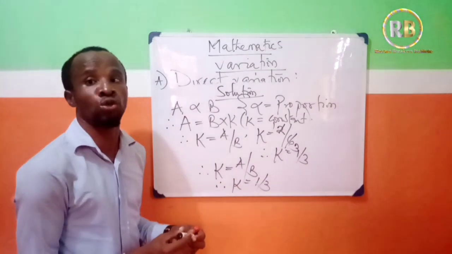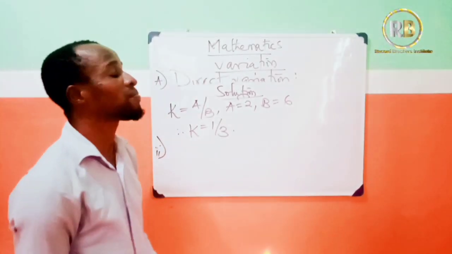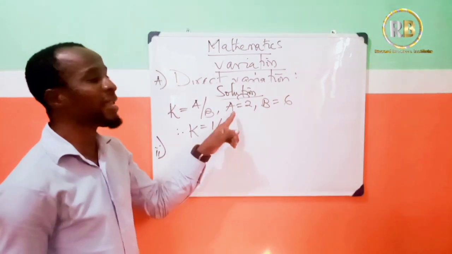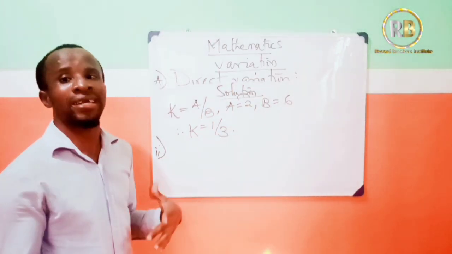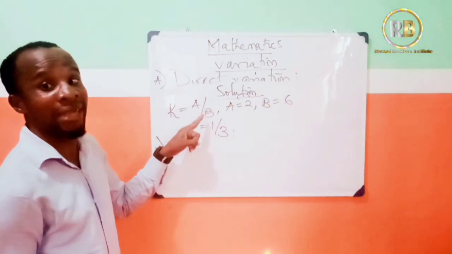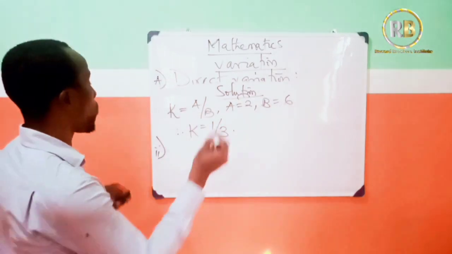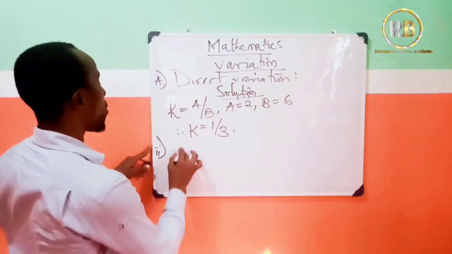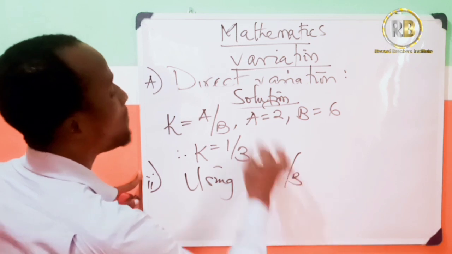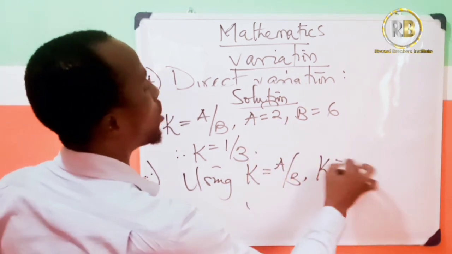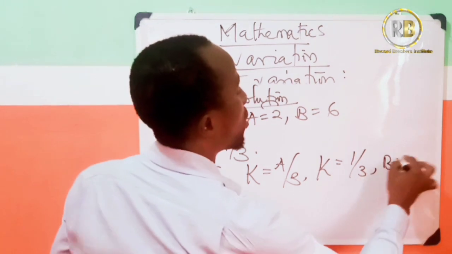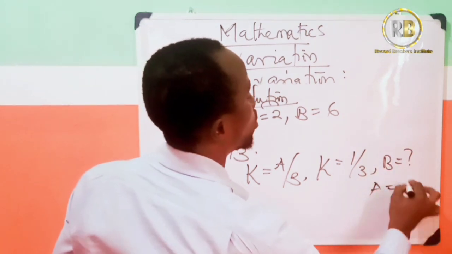Now, let's move to number 2 question. As I was saying earlier, in number 2 question, we have to find the value of B when A is equal to 12. Already I told you that K equal to A over B is the formula connecting A and B, right? Using the same formula, K is equal to A over B, in this context we know that K is equal to 1 over 3, and we are asked to find B when A is equal to 12.